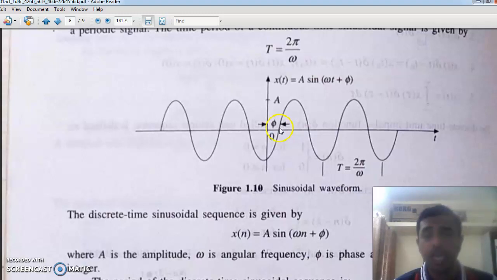Okay, what is one cycle here? This is one cycle, one complete pattern. This is the smallest repeating pattern. The smallest repeating pattern defines the time period.